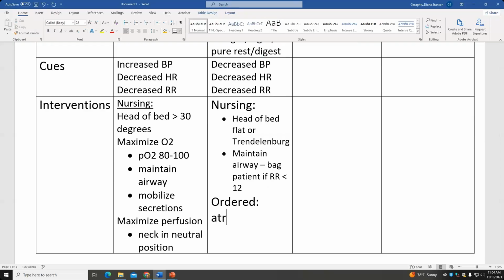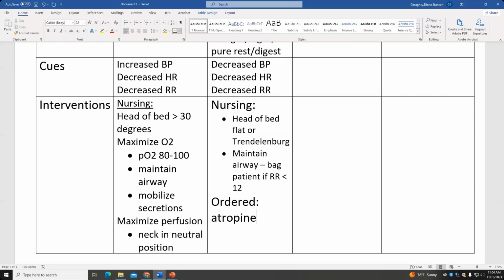We want atropine. Why do we want atropine? You're right. Treat it like a Brady. It is a Brady. Why is it gonna work? So it bypasses the overactiveness. It overrides the parasympathetic system. It blocks. It's an anticholinergic.